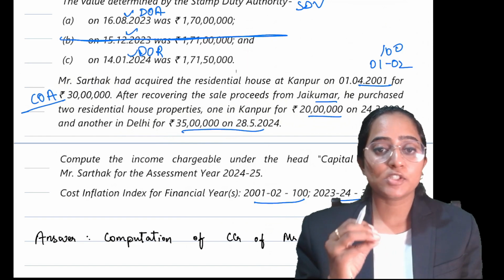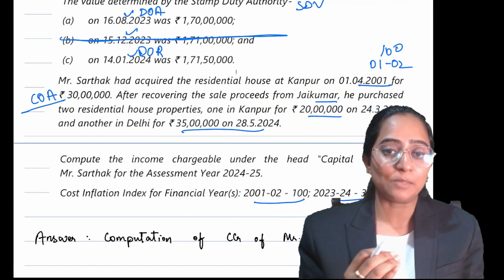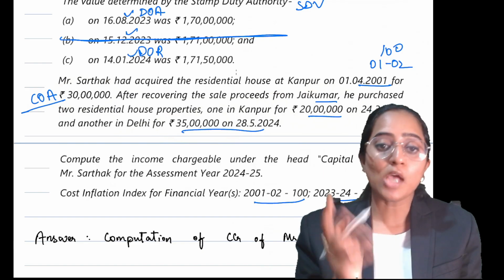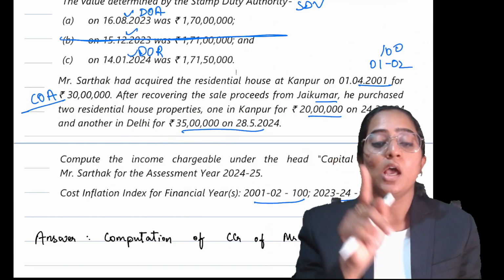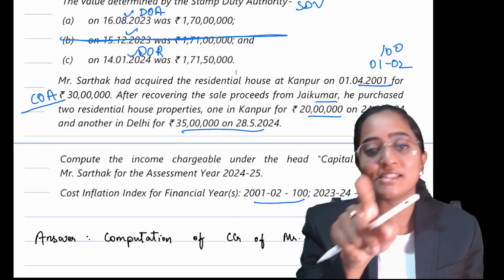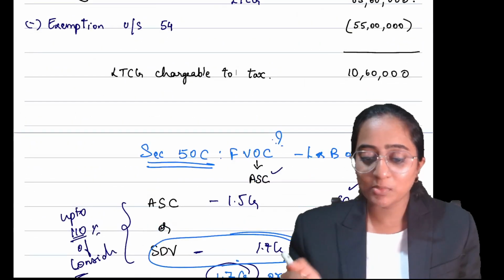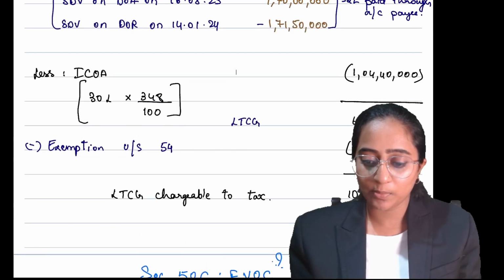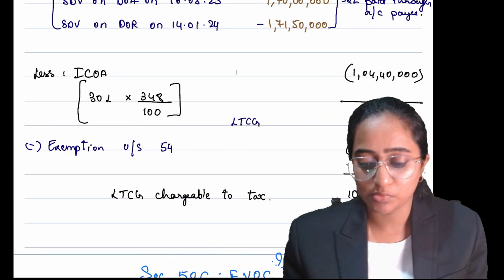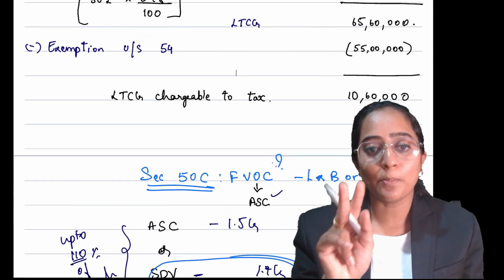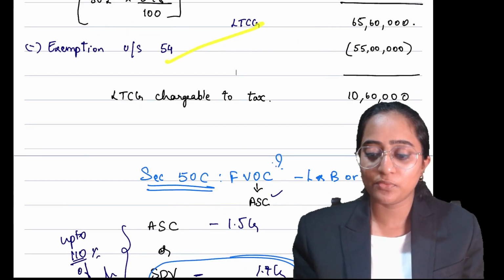People remember, as per section 54, you can take exemption of the residential house up to 2 residential houses, provided your capital gain is less than 2 crores. How much is your capital gain which you have considered over here, people? 65 lakh 60,000. It is less than 2 crore, no? So up to 2 properties you can take exemption under section 54.